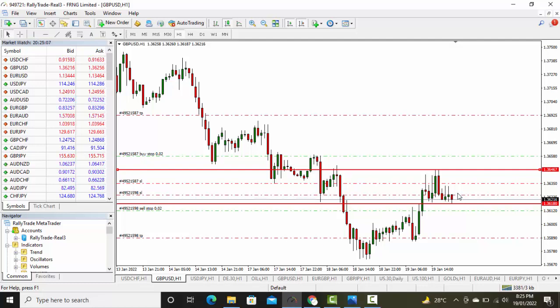So this is how we would be utilizing the pending orders to take advantage of moves that are yet to happen in the market.